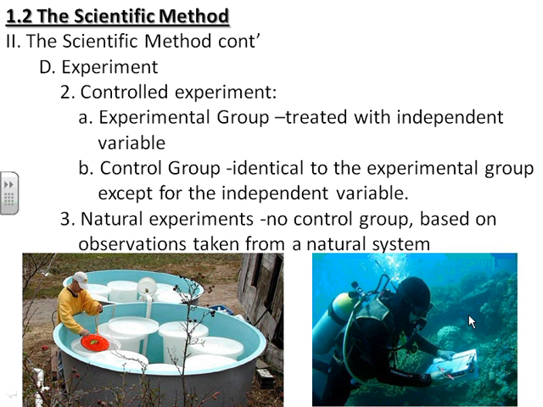Now, sometimes we can't do a controlled experiment, and we have to do what's called a natural experiment. In this type of experiment, there's no control group, and it's based solely on observations taken from a natural system. And that's what you can see the scuba diver on the right-hand side is doing. He's taking notes as he observes a coral reef. Perhaps he's looking at how much algae is growing on the reef and trying to do a natural experiment based on that.